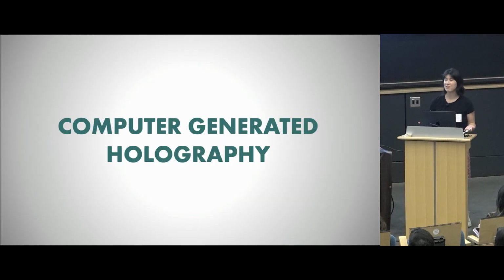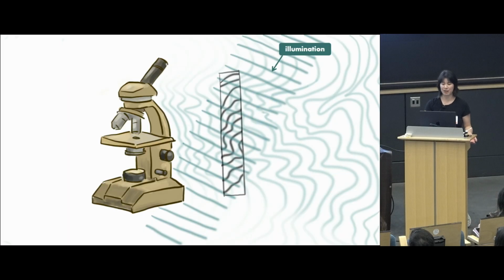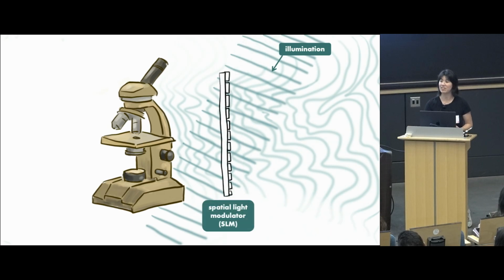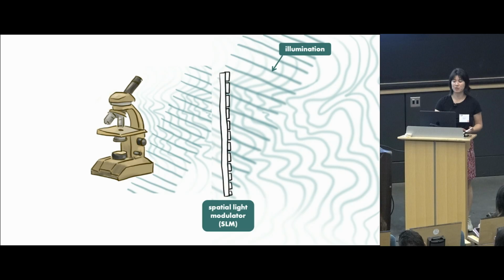So this is the area of computer-generated holography. And in order to make this a dynamic display from this analog system, we have to make a few changes. The first is we're going to replace this static film with some dynamic modulator that we can control. And the second is we're going to replace the physical interference of these light paths with a computational simulation.